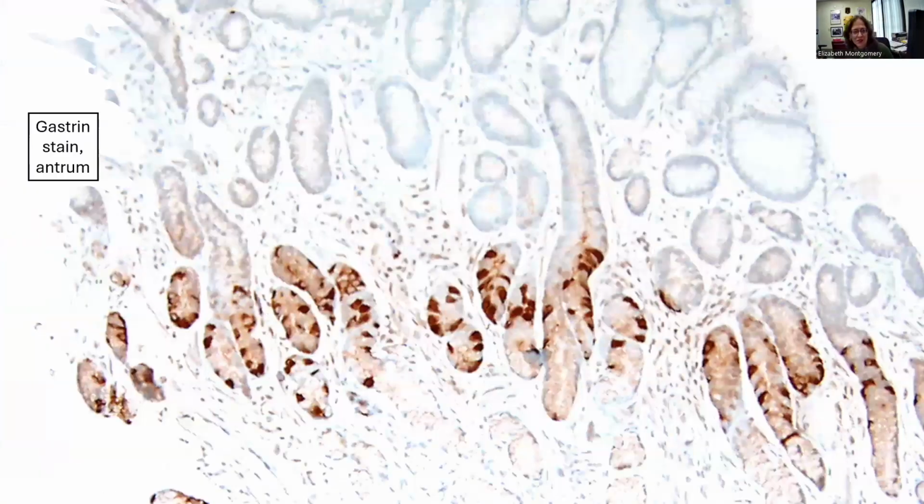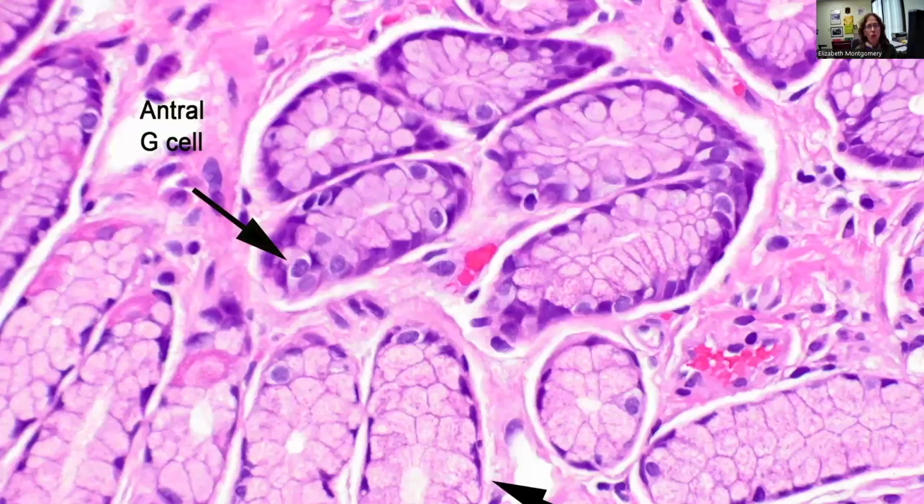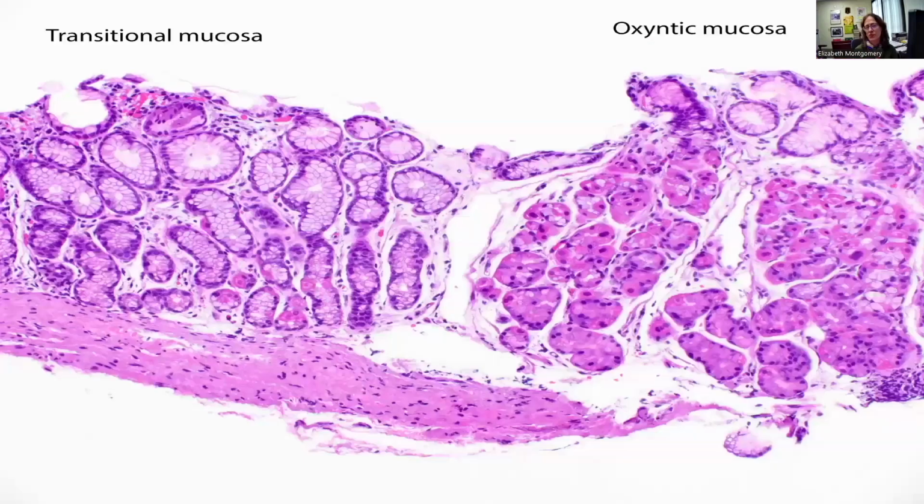And here is a gastrin stain. And you can see the G cells very well. But actually, in well-preserved tissue, you can see the G cells quite nicely on H&E. I've indicated one, but let's see, here's one, here's one, here's one, here's one, and here's one. So sometimes you can see them really well, and that's your proof of being in the antrum.